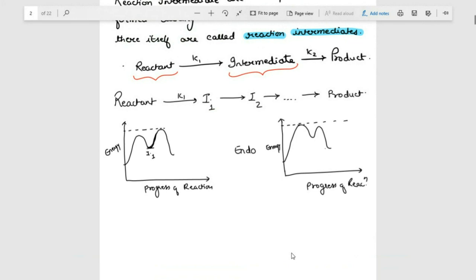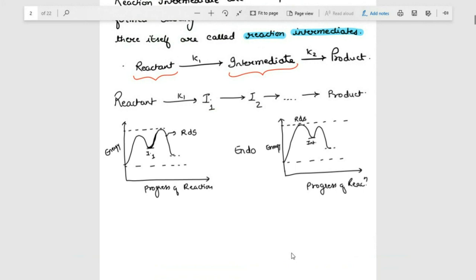Both the steps are absorbing the energy from the surrounding. Overall reactions are endo. Now see, here this reaction, that is the second step, will behave as the RDS, whose energy barrier is higher. And here the first step will behave as the RDS. This is our intermediate.